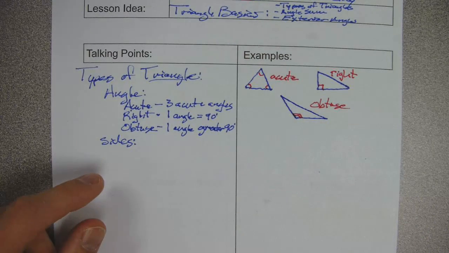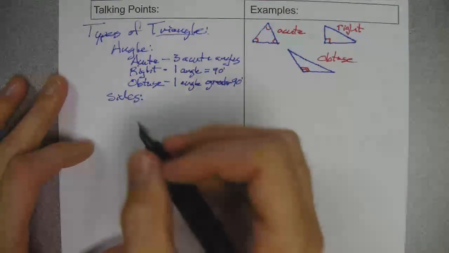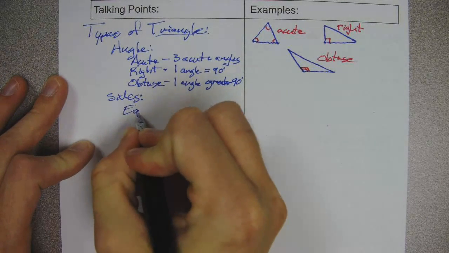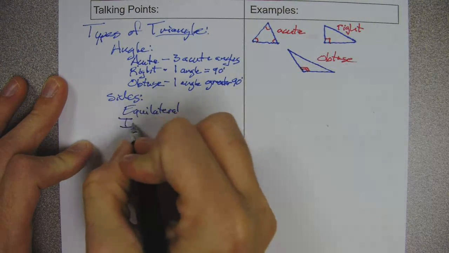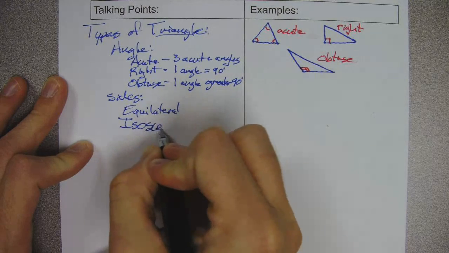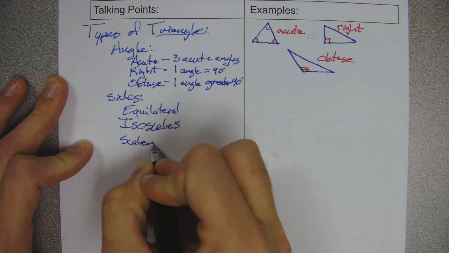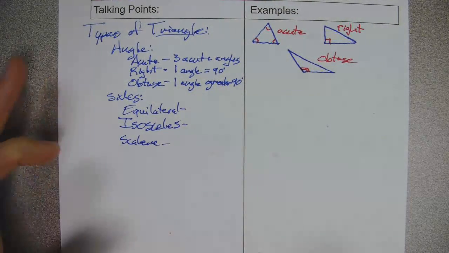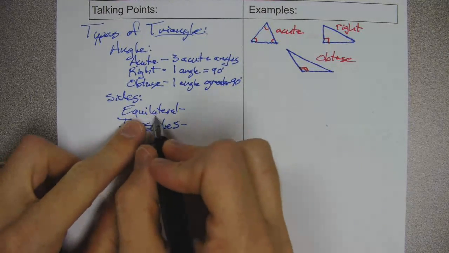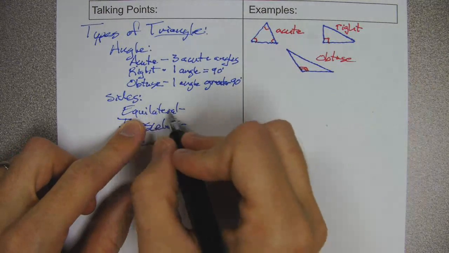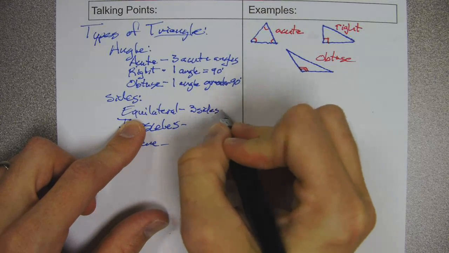Let's talk about sides. All right. For sides, we have 3 classifications as well. So we can have what we call equilateral. We have what's called isosceles. And then we have what's called scalene. All right. And here's the difference. If you have an equilateral triangle, equa meaning equal, lateral meaning side or face, so equal sides means all 3 sides are equal in length.